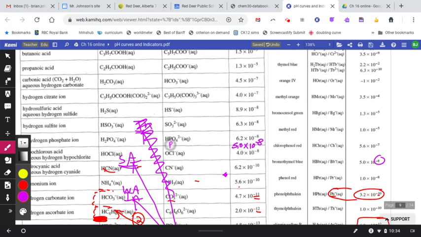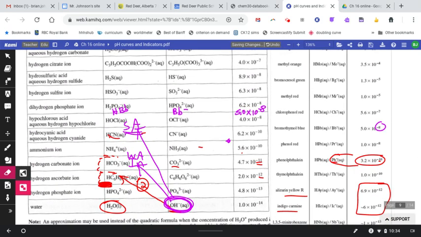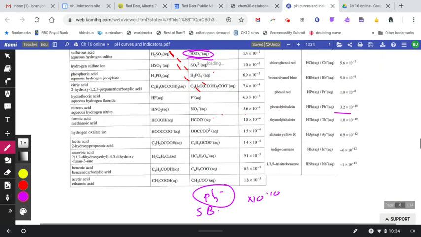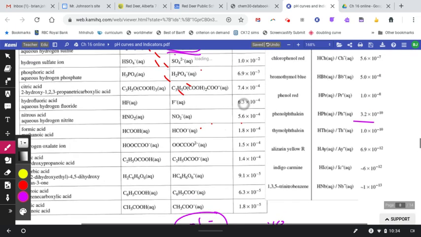Okay. BB minus, HBB. Let's get rid of all this stuff. Okay, so here we go. Our strong base picks the strongest acid. There's HBB, and we're looking to compare it to C3H5COOH, which is actually quite strong. It's way up here. Here it is. So that is a much stronger acid than bromothymol blue.